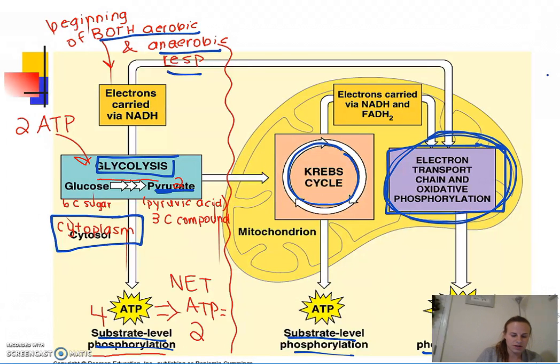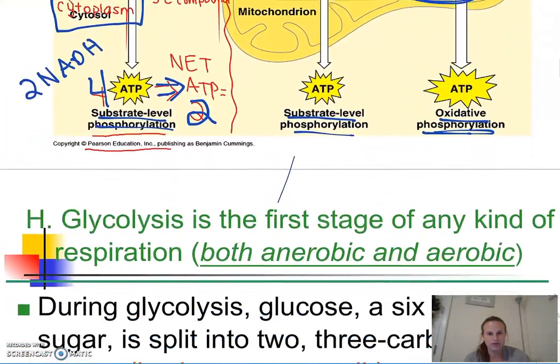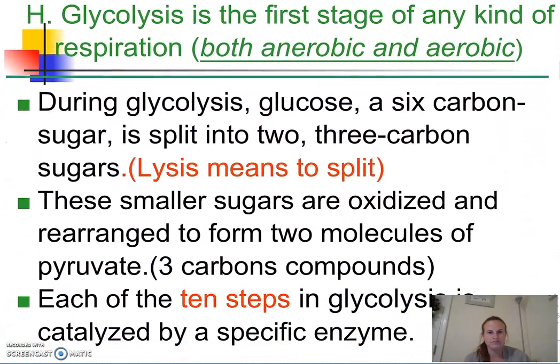Glycolysis involves changing a 6-carbon sugar, glucose, into 2 3-carbon sugars called pyruvate or pyruvic acid. In order to do glycolysis, it requires 2 ATPs. I'm going to make 4 ATP, so my net ATP gain is 2. I'm also going to make 2 NADHs. So let's take a closer look at glycolysis.